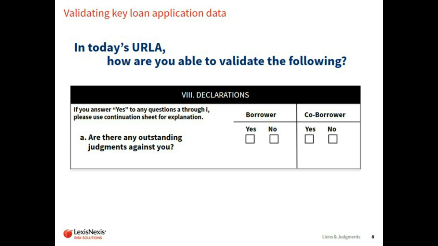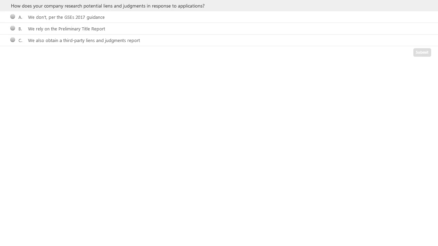Yep, that's great. We will now take a look at this question from our audience. How does your company research potential liens and judgments in response to applications? We just want to know a little bit more about you. Your first choice is we don't, per the GSE's 2017 guidance. The second choice is we rely on the preliminary title report. If that's your answer, just click it right there on the slide itself. And the third choice is we also obtain a third-party liens and judgments report.